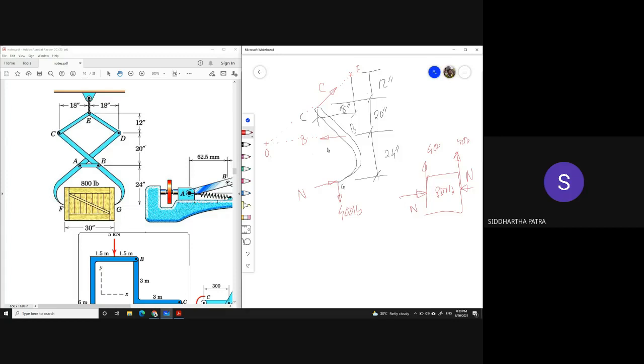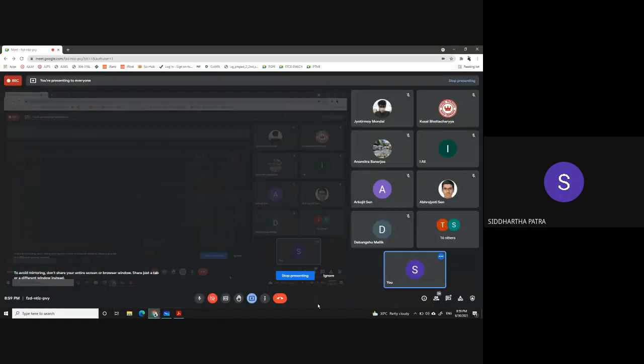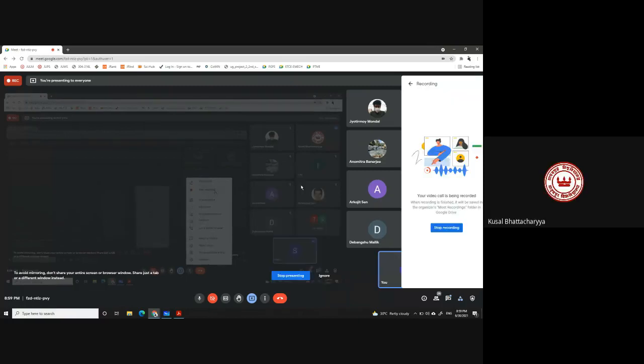The one which could be confusing is that wire cutter right there. So try solving all of these problems. And if you have any issue, we can discuss that in Monday's class. Sir, yes.